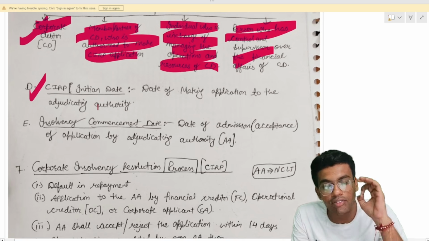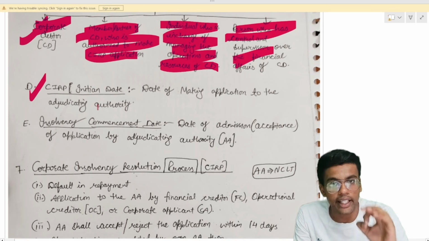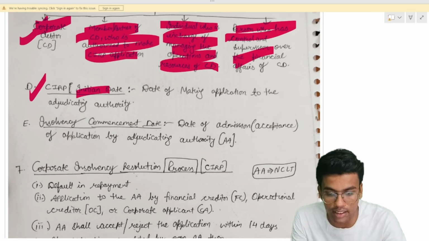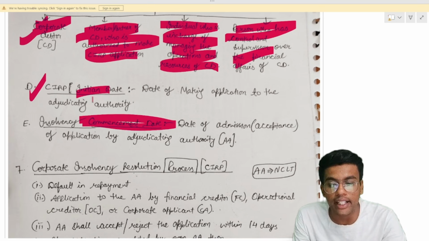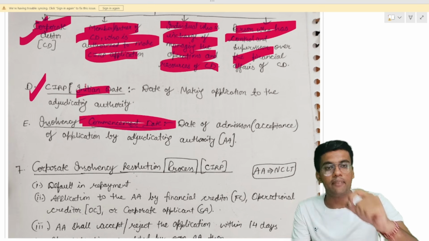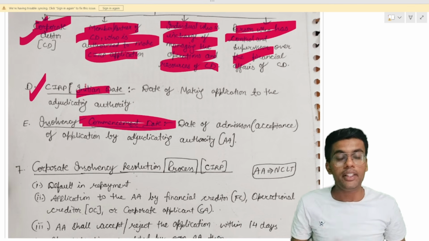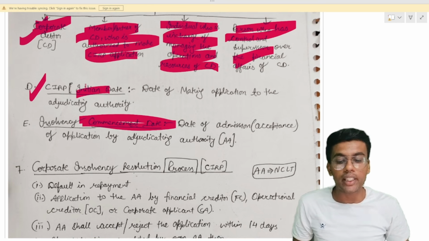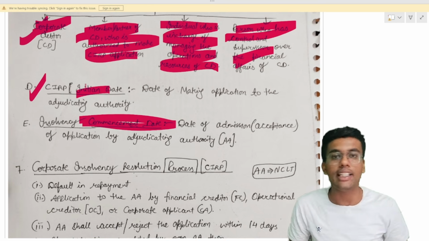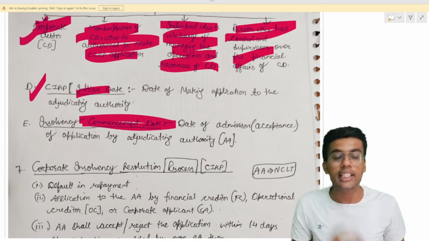So when does CIRP start? What is the date of initiation? There are two dates: one is the commencement date and one is the initiation date. When an application for CIRP is made, that date is considered as the CIRP initiation date. The date of making the application to the adjudicating authority is considered as the date of initiation.